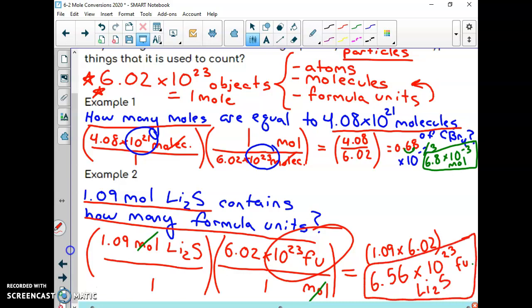And so this makes some sense. We have a little bit more than 1 mole's worth, so our answer is a little bit bigger than what 1 mole of anything is going to be. Additionally, when you're solving for particles, like formula units or molecules, check the exponent on this. It's really big, and it should be. Even small samples of things are a crazy large number of particles.